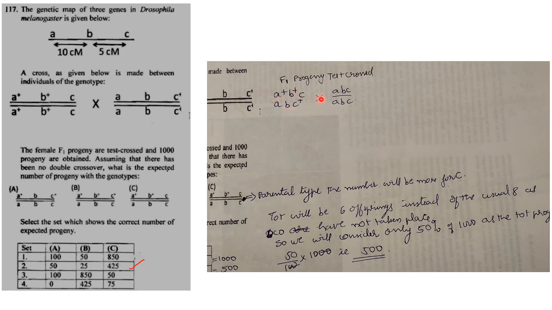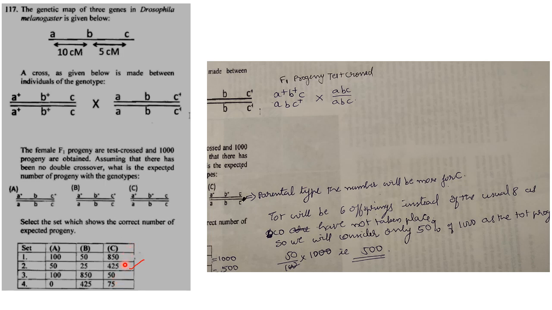Now that is test crossed. So this is the F1 progeny being test crossed, and you get these 3 progenies, and they have told that there has been no double crossover. So out of this, the C1 will be the parental: A plus B plus C, A, B, C. So that will be the parental type, and the number will be more for C. So you can happily eliminate 3 and 4 where the number is very much less for C.